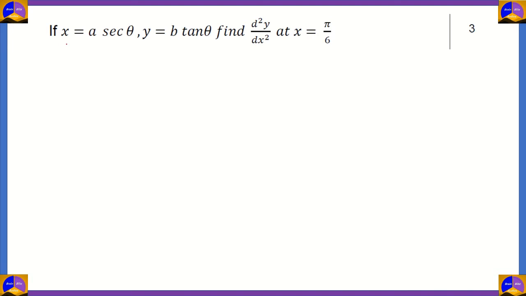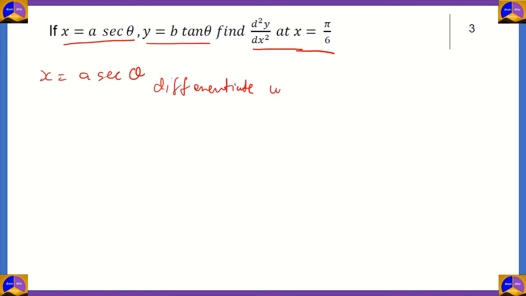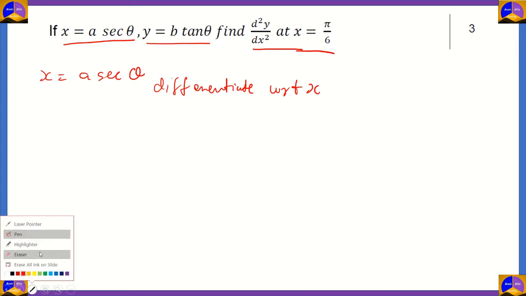In this question, x is given as a sec theta, y is given as b tan theta. Find d square y by dx square at x equals pi by 6. So how do we solve this question? Here, x equals a sec theta. So now what we do is we differentiate with respect to x. No, we can't differentiate it with respect to x. That is a mistake from my end, so that is incorrect.